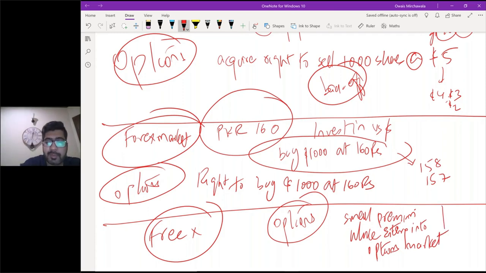How is this premium computed? This is computed through a theory called Black-Scholes option pricing theory. The purpose of Black-Scholes option pricing theory is just to find the value of options: how much premium we should pay when entering into options. This basically is computed by Black-Scholes. Okay, any questions up till now?